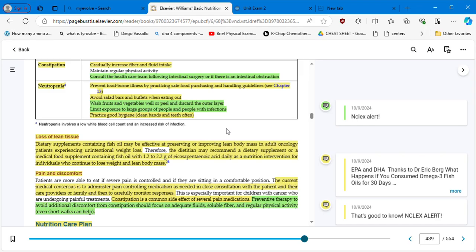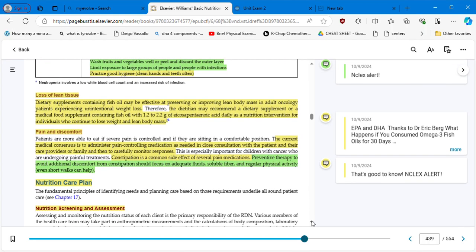Containing fish oil may be effective at preserving or improving lean body mass in adult oncology patients experiencing unintentional weight loss. The dietitian may recommend a dietary supplement or a medical food supplement containing fish oil with 1.2 to 2.2 grams of EPA, eicosapentaenoic acid, daily as nutrition intervention for individuals who continue to lose weight and lean body mass.